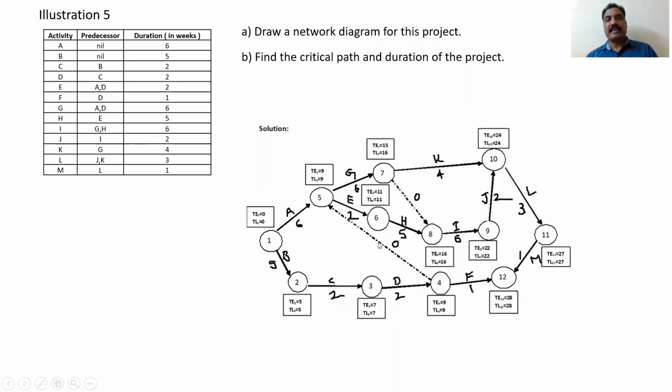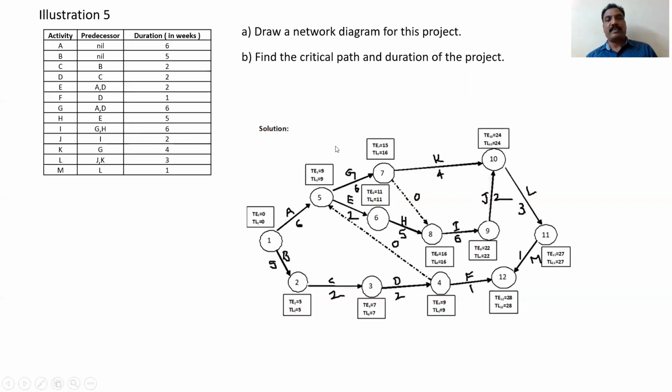And E is preceded by A and D. So we have to take one dummy activity, otherwise we cannot join these two. The dummy activity consumes 0 time, that is this one. And F is preceded by D. And G is preceded by A and D, using this dummy activity.